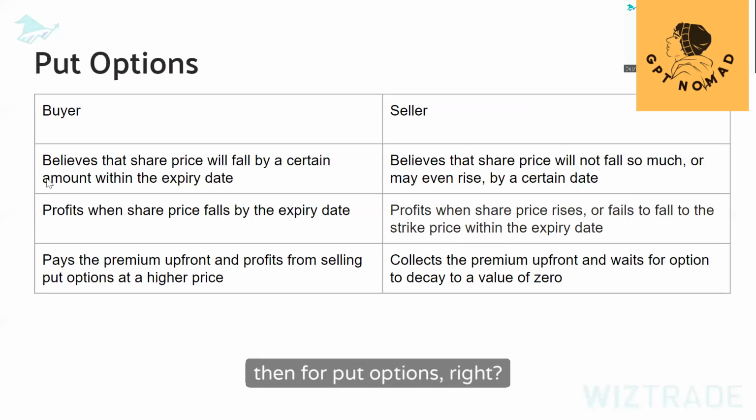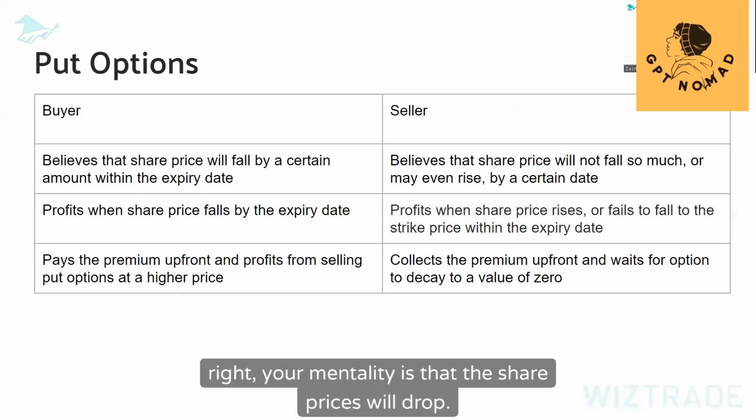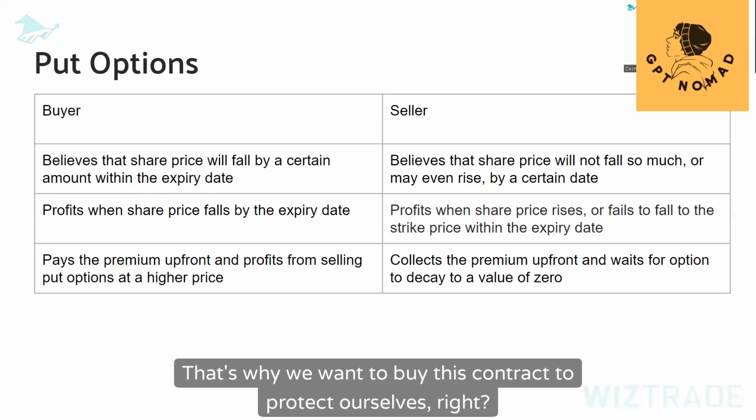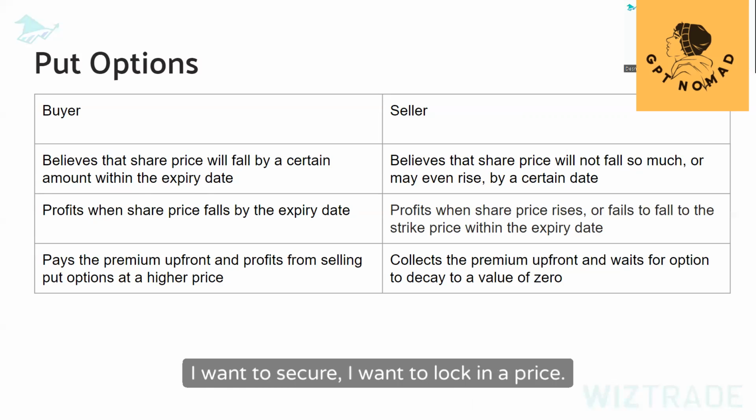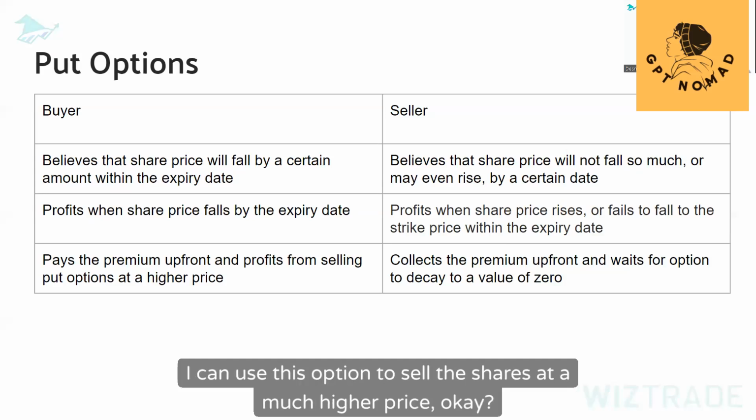Therefore, for options, we need to protect ourselves because share values will drop. That's why we always want to protect ourselves, right? I want to secure our strike price. So if the market price is below my strike price, then I can use this option to sell the shares at a much higher price.